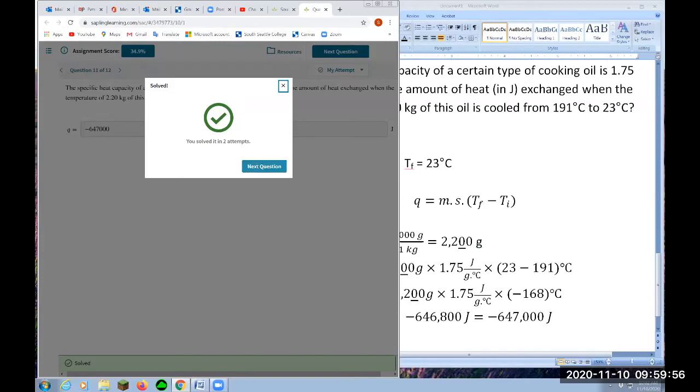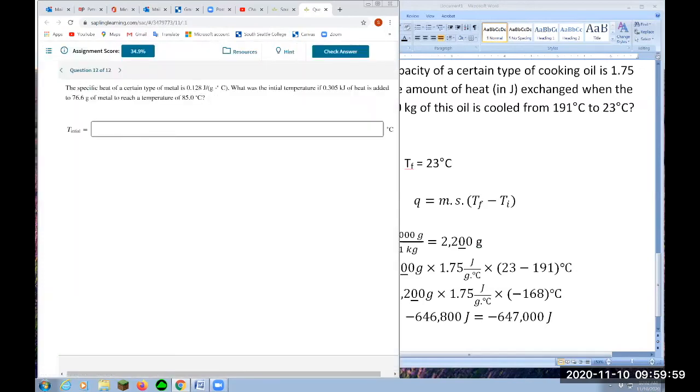So let's go through question 12 now. The specific heat of a certain type of metal is 0.128 joules per gram per degree. What was the initial temperature if 0.305 kilojoules of heat is added to 76.6 grams of metal to reach a temperature of 85.0 degrees Celsius? So we are looking for an initial temperature in degrees Celsius. So let's rewrite this in Word.